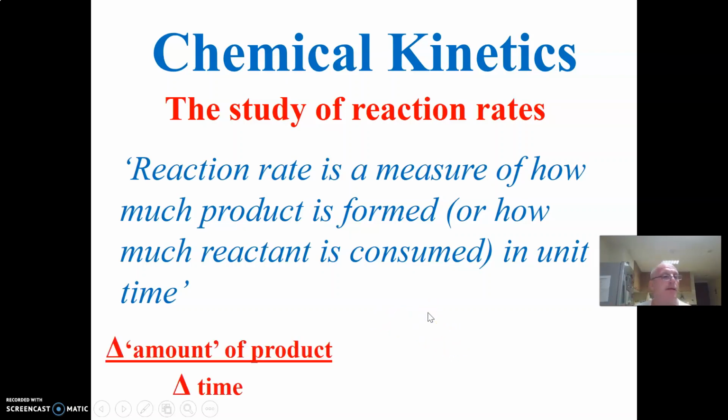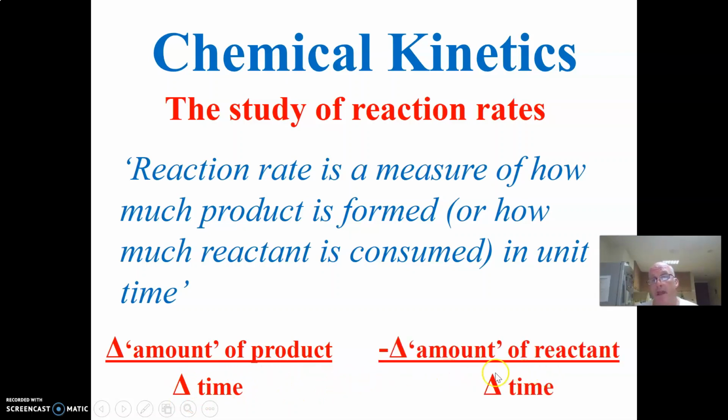So you can write it like this, okay? Delta meaning the change in the amount of product. We're not going to specify the units yet, but the amount of product formed in a given time span, okay? Now, you could also measure it like this: the change in the amount of reactant in a given amount of time. Note the negative sign there, okay? Because that's going to decrease, isn't it?